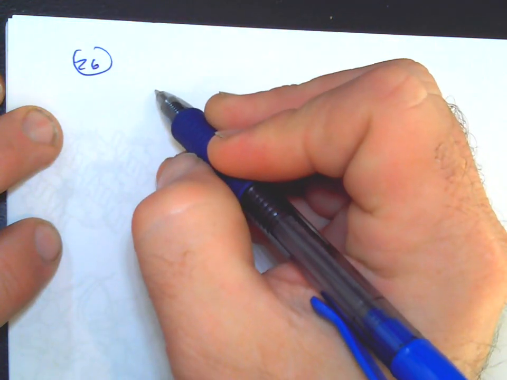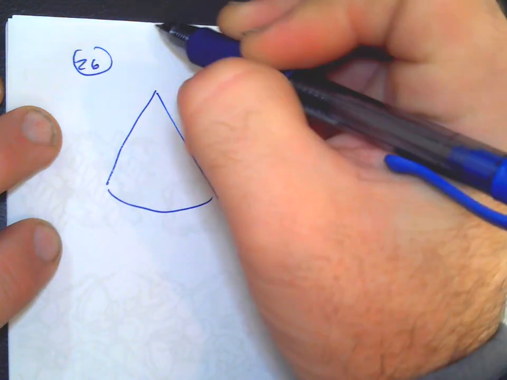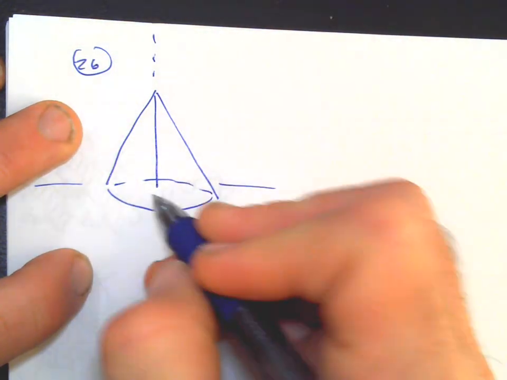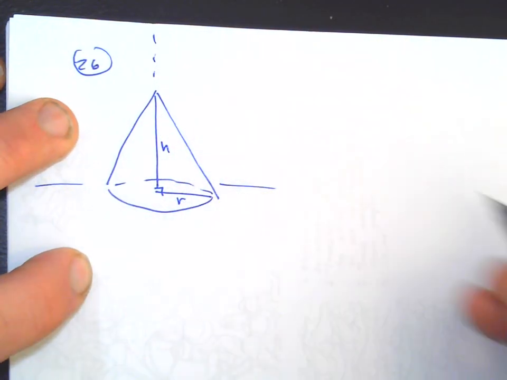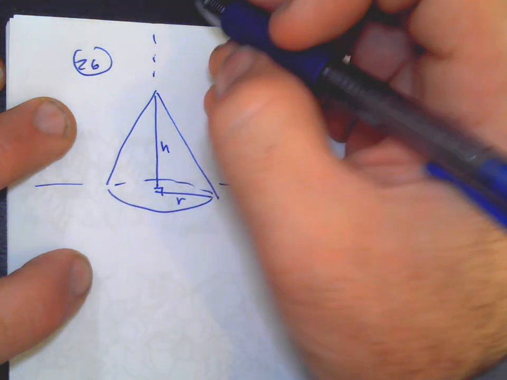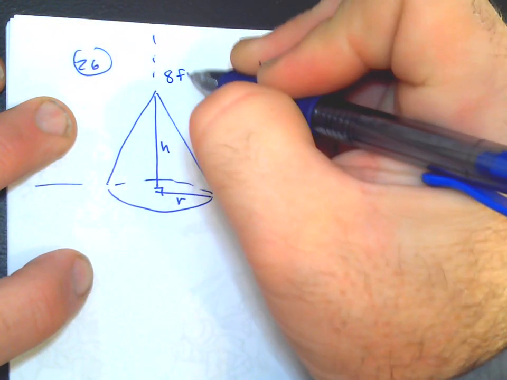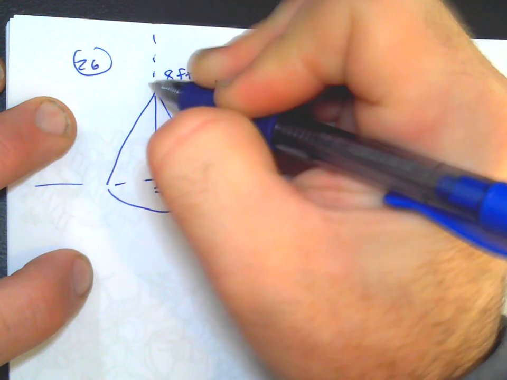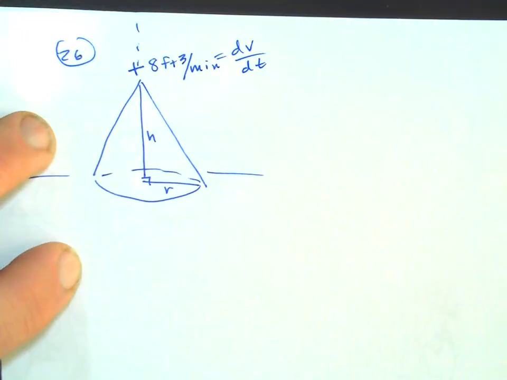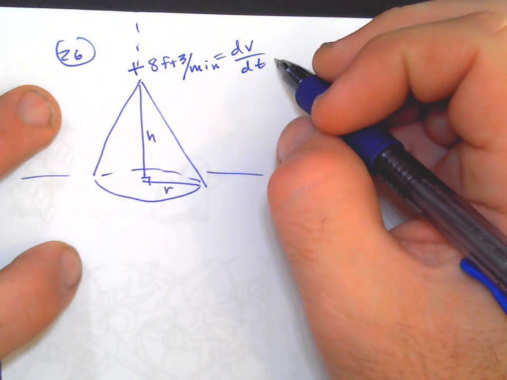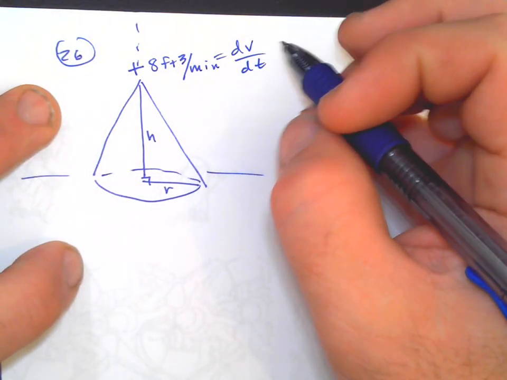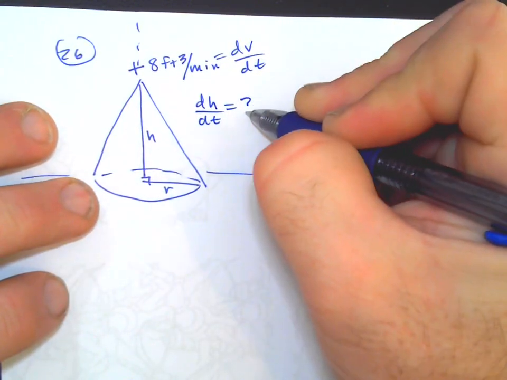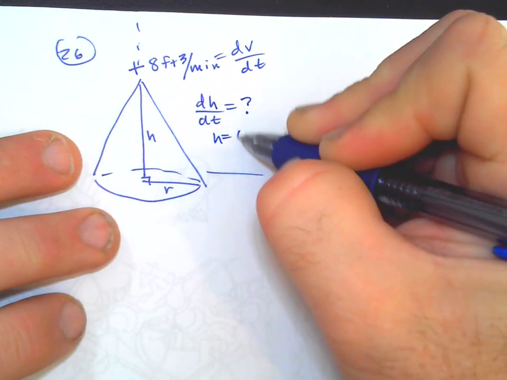So grain is pouring out and it's forming this conical pile that has a height and a radius. And it says that it's pouring from a chute at a rate of 8 cubic feet per minute. So this is dV/dt, and for us it is positive because we're increasing the volume. Then it says, how fast is the altitude of the pile? Well, that's the height, right? So we're looking for dh/dt when the pile is 6 feet high.